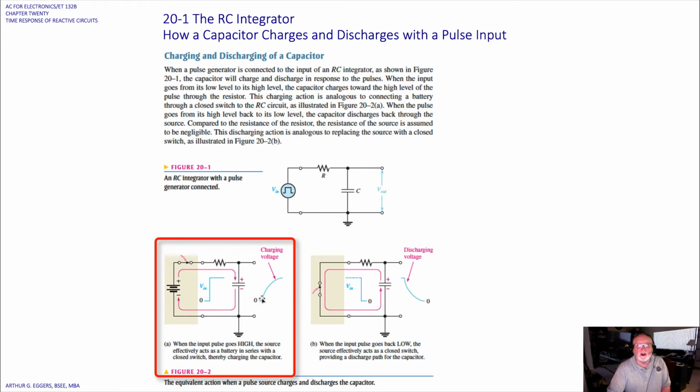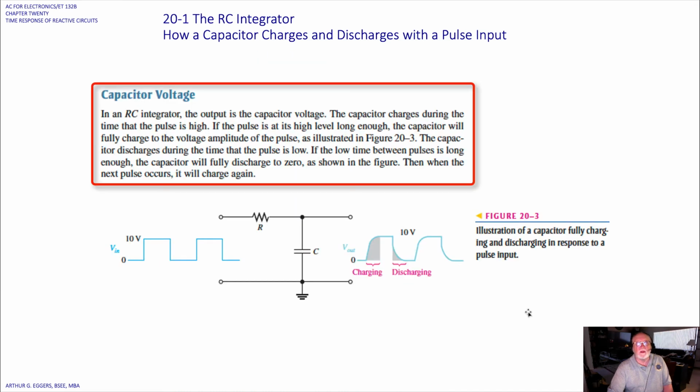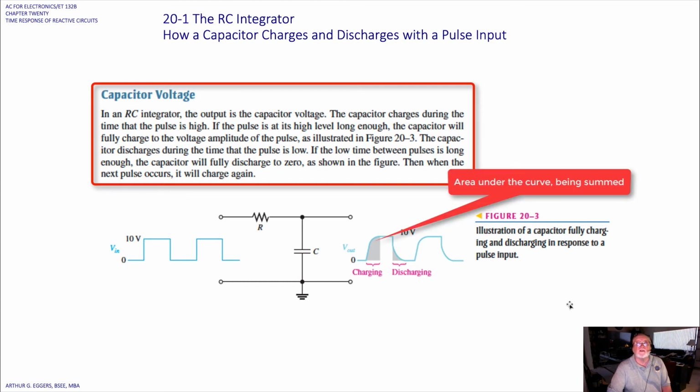The capacitor charging waveform is formed by this exponential curve. The same thing during the discharge. Again, we've seen this before in our DC applications, understanding transients and time constants. So in an RC integrator, the output is the capacitor voltage. The capacitor charges during the time that the pulse is high. If the pulse is at its highest level long enough, the capacitor will fully charge to the voltage amplitude of the pulse.